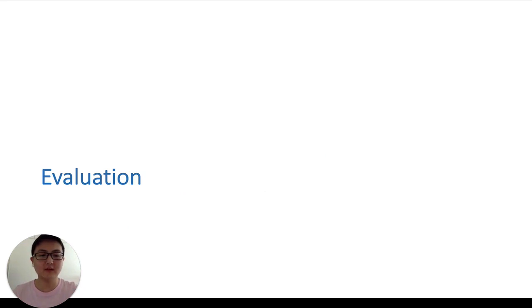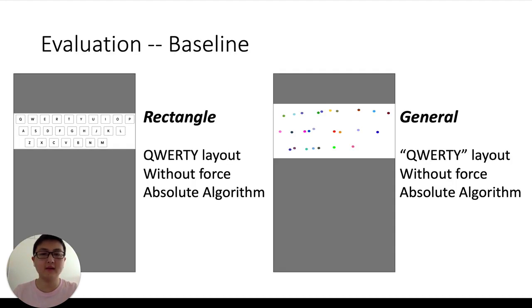Based on the simulation, we choose QWERTY layout relative model with force as the algorithm of PalmBoard and carry out a second user study to evaluate its performance. We selected 2 other modes named rectangle and general as baselines. Rectangle mode is a perfect QWERTY layout, occupying the whole touchpad, while general mode uses QWERTY layout with centers of each key from the first experiment. Both of them used absolute algorithm and without adding force information. We choose the 2 modes to explore the influence of layouts and force information.